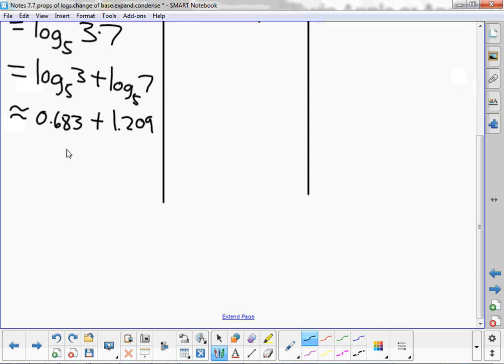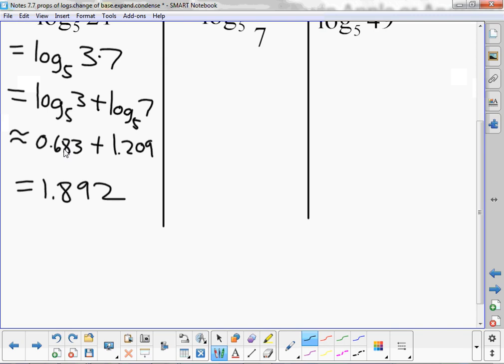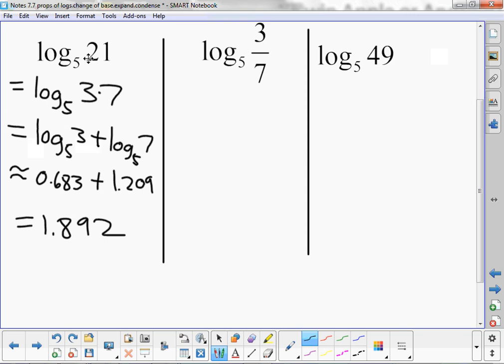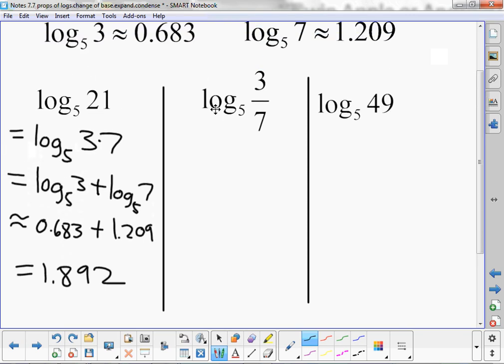So 0.683 plus 1.209 is 1.892. So if you do 5 to the 1.892 power, you should get a 21, or very, very close. Same thing here. Now we're going to use the quotient property to figure out these two, because I have to have log base 5 of just a 3. That's not happening here yet.